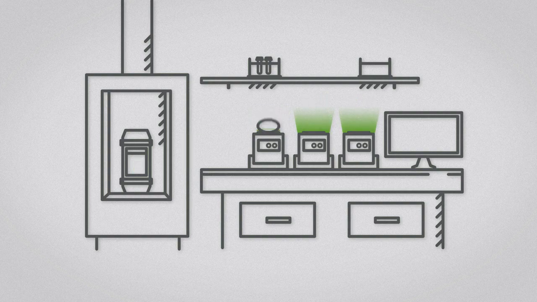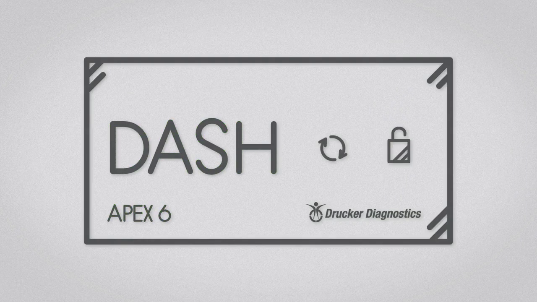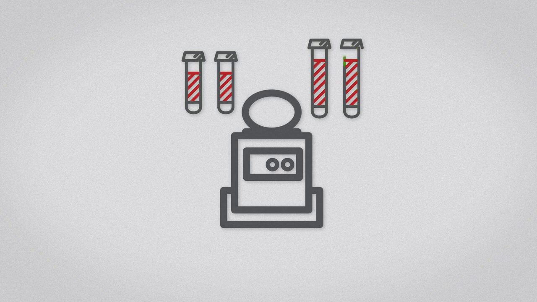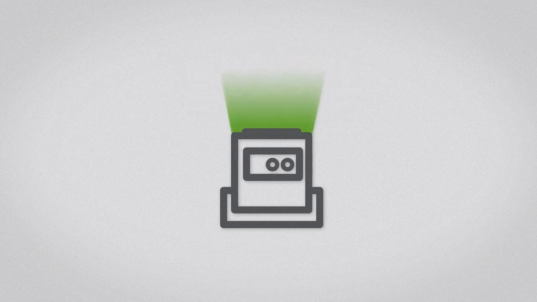Even better, there's no programming required. Apex 6 centrifuges are ready to use out of the box thanks to a simple two-button interface. And they fit any 75 or 100 millimeter tube. Say goodbye to unique holders that cost you time and money.